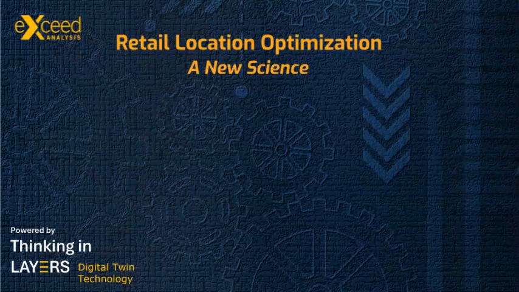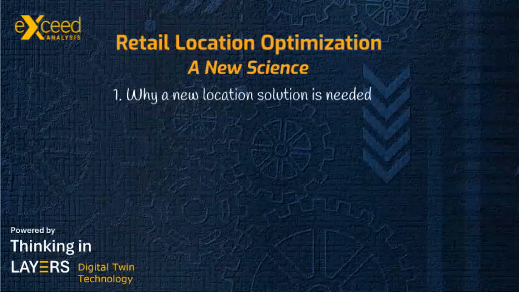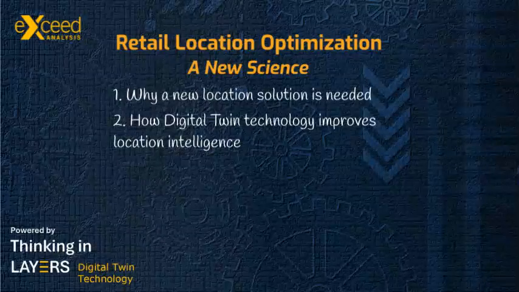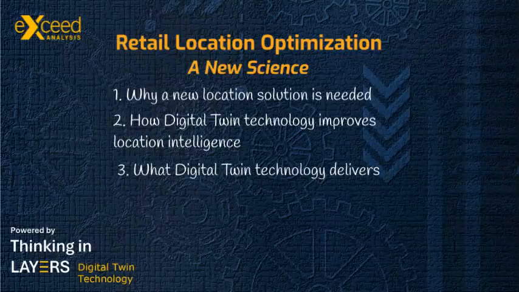This is the third video about our new Thinking in Layers digital twin retail location model. The first video explained why a new solution is needed. The second, how the latest digital twin technology significantly improves location intelligence. And this video demonstrates what it delivers.